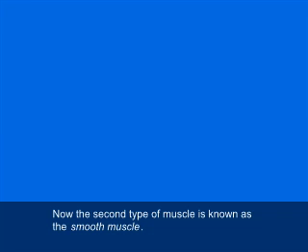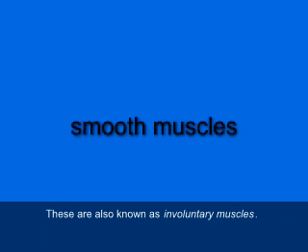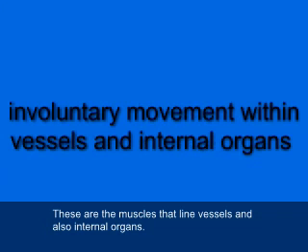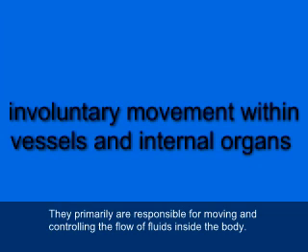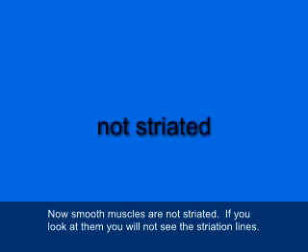Now, the second type of muscle is known as the smooth muscle. These are also known as involuntary muscles. These are the muscles that line vessels and also internal organs. They primarily are responsible for moving and controlling the flow of fluids inside the body. Now, smooth muscles are not striated. If you look at them, you will not see the striation lines.